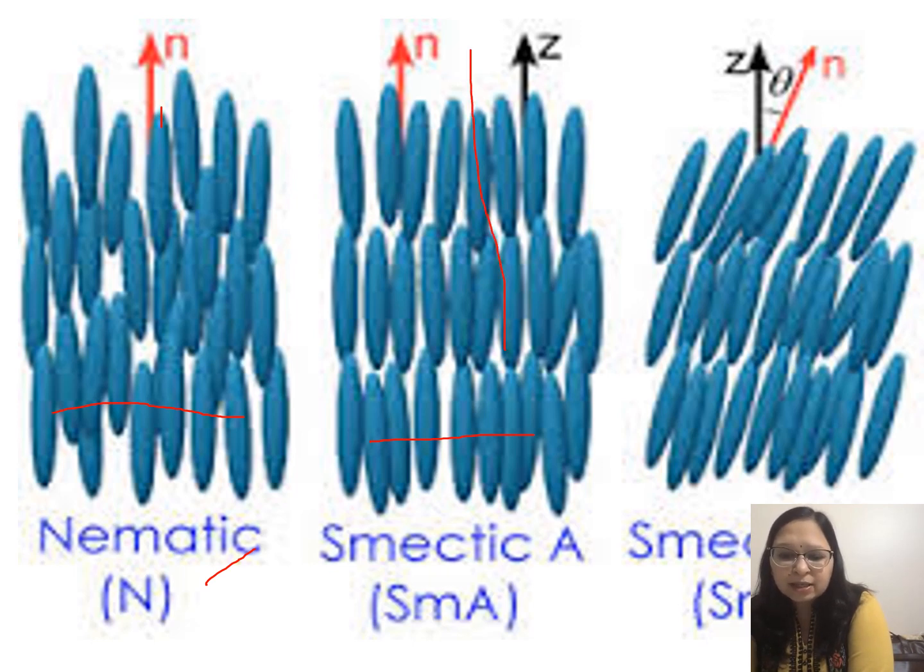In smectic A, all the mesogens are aligned parallel to the axis Z, but in smectic C, they are making an angle, they are tilted to an angle theta. That's why they are known as smectic C, and this is known as smectic A.